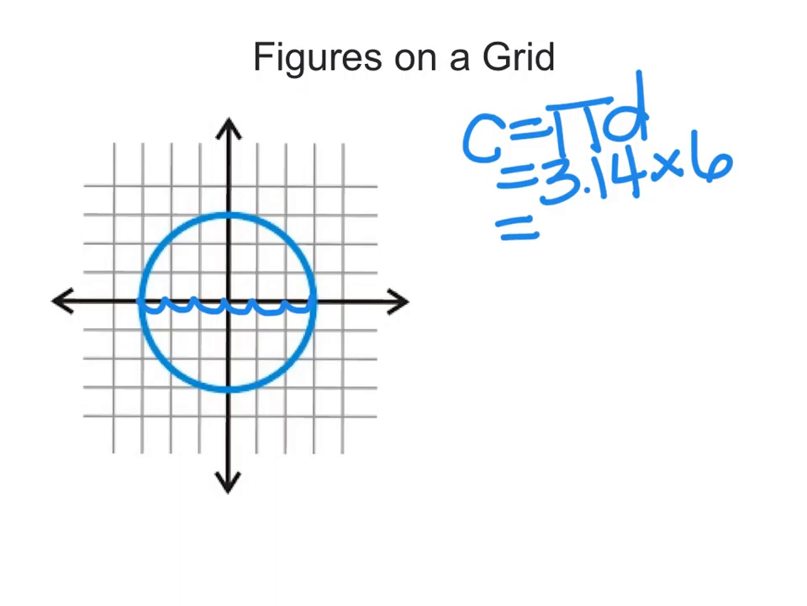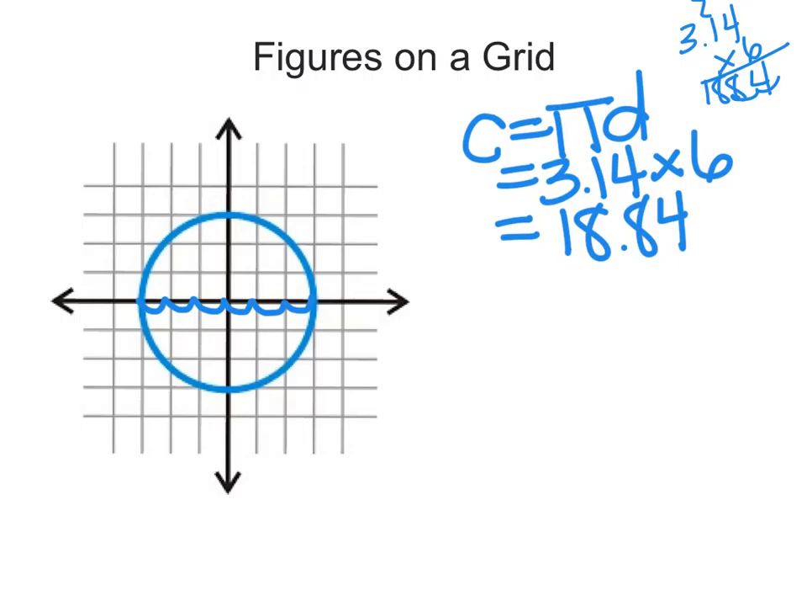off to the side, which is 3.14 times 6, that is 24, that's 8, and that's 18. You move it back 2 places. So your final answer would be 18.84, and when you're talking on a grid, the label is always units, so that would be 18.84 units.